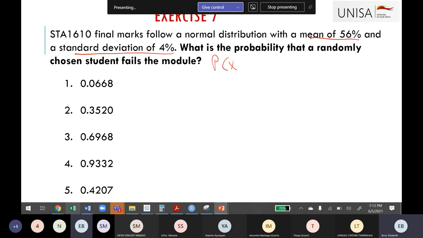So what do they mean? If they fail a module, then is it a greater than, or is it a less than, or is it an equal? It's a less than. And since we're working with percentages of pass, what is the percentage of a pass? 50. So the student should get less than 0.5, ne? So that's what they want. You need to calculate the probability of a student getting less than 0.5. And that will be the probability that Z is less than X minus the mean divided by the standard deviation.